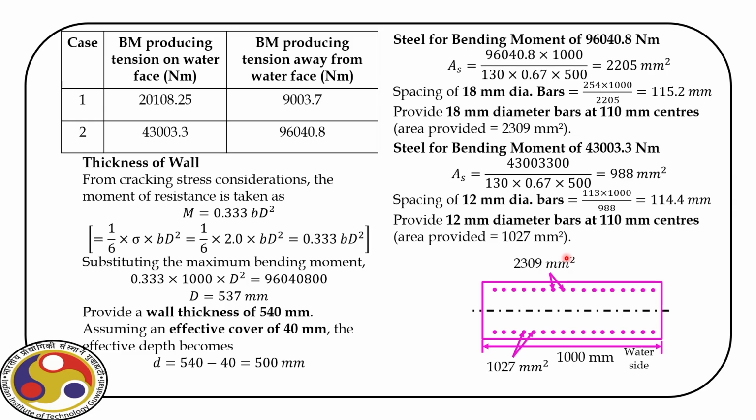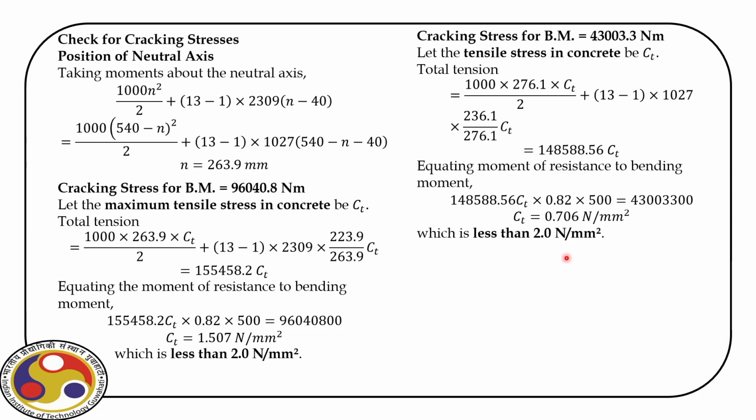Now, in addition to the side wall, we also have to design the roof slab and the bottom slab. And before that, we also have to check, because this is a water retaining structure, the cracking stresses. So for that, we need to first find out the neutral axis. And you can recall this expression for neutral axis that we derived at the very beginning for working stress method. And if you put all the values which are known, we get N, which is the depth of neutral axis, and that is 263.9 millimeter.